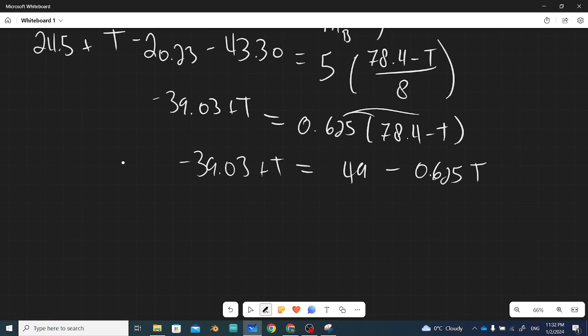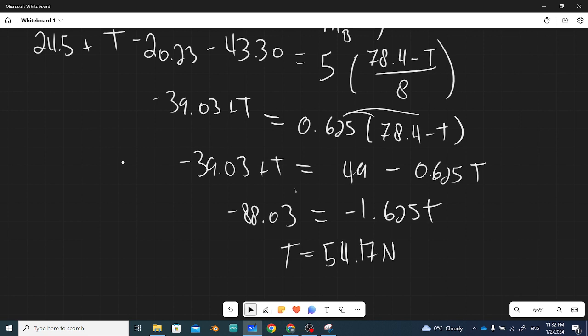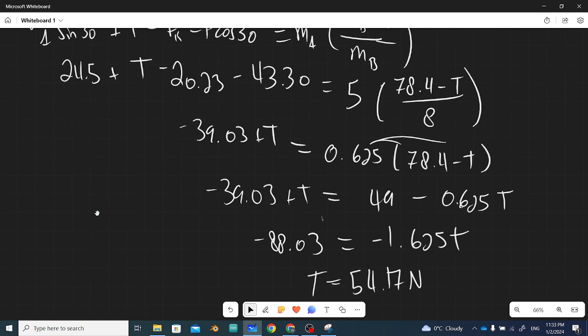Now I'm going to subtract 49 to the other side, so negative 39.03 minus 49, that is negative 88.03, and bring the T to the other side, so negative 0.625 minus 1, that would be minus 1.625 T. And that gives us T, so you have to divide by negative 1.625. So negative 88.03 divided by negative 1.625. That gives us T equal to 54.17 newtons.